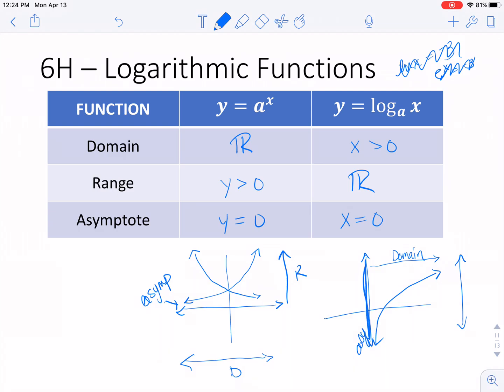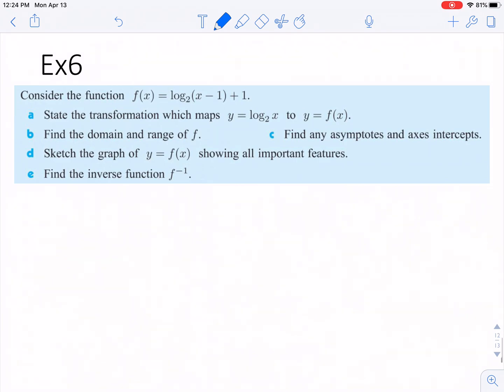Okay, so consider this function. And I'm not going to sketch it by hand, but you guys can look at it on a graphing calculator. You can also talk about it. How do I get this? Well, we have an inside number and an outside number. Inside numbers are your right, left. Outside numbers are your up and down. So the transformation, part A, is going to be right 1 and up 1.